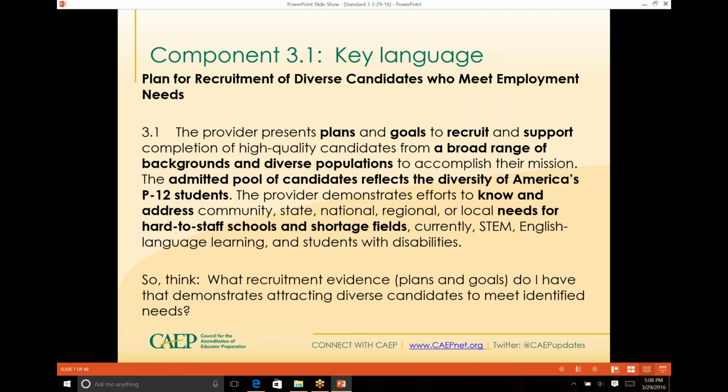So think, what recruitment evidence, what plans and goals do you have or can you construct that will demonstrate that you're attempting to attract diverse candidates who are going to meet identified needs in your region, in your state, or national needs? Okay.